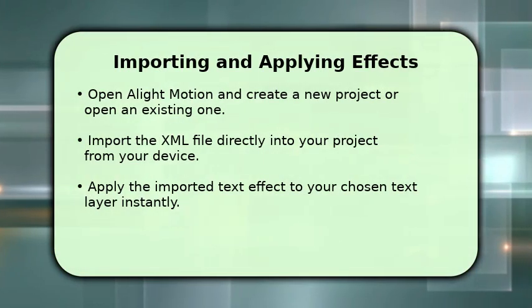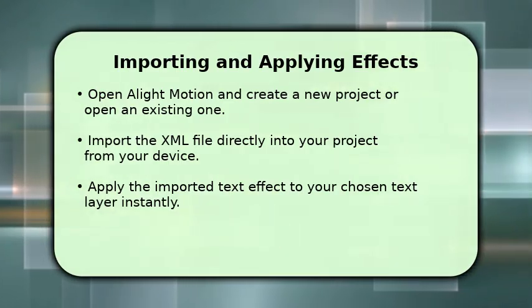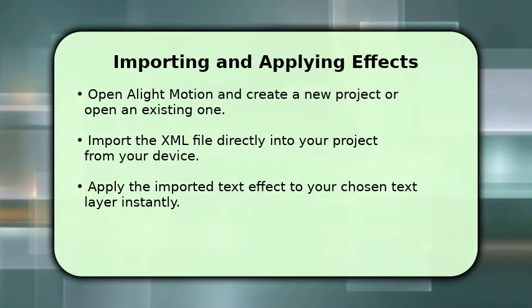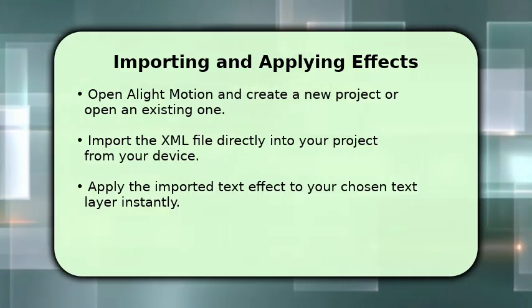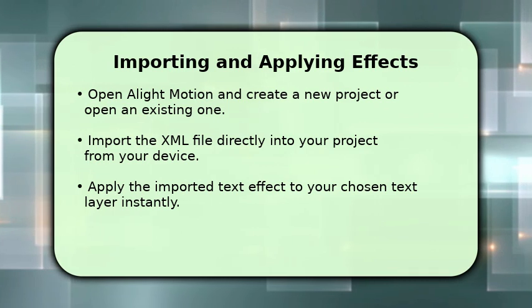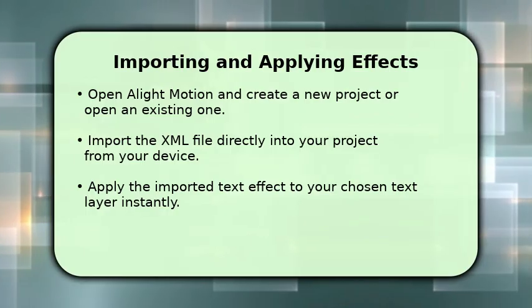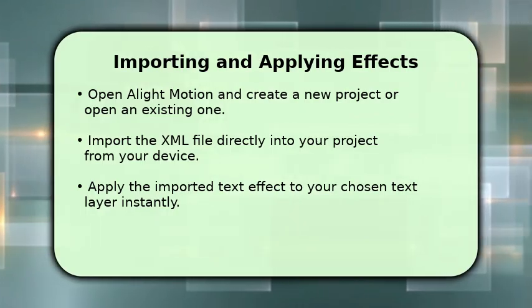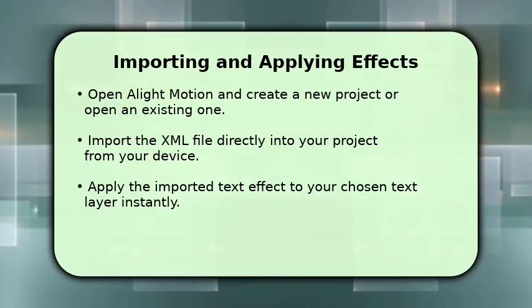Now let's get that XML into Alight Motion. Open your project and navigate to the Import option. Select the XML file you saved earlier. Once imported, you will see the new effect available. Simply select your text layer, then apply the imported XML preset. This instantly transforms your text with the custom animation, ready for further adjustments.